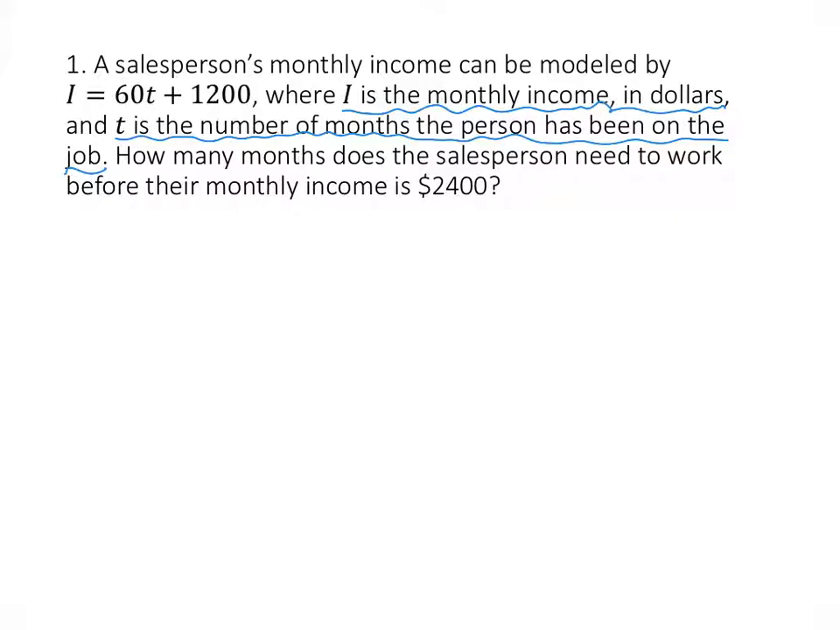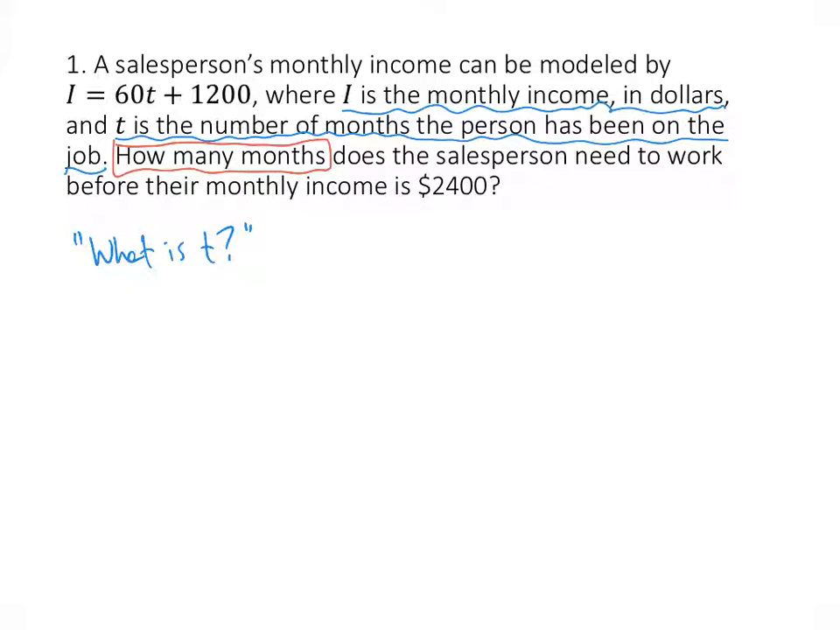So when we see how many months and we know T is the number of months, our big question here is going to be what is T? We're not going to know what T is because they're asking us how many months. That's how we know what we're going to be solving for. So if the two variables are I and T and we're supposed to figure out T, then somewhere they've got to tell us what I is.